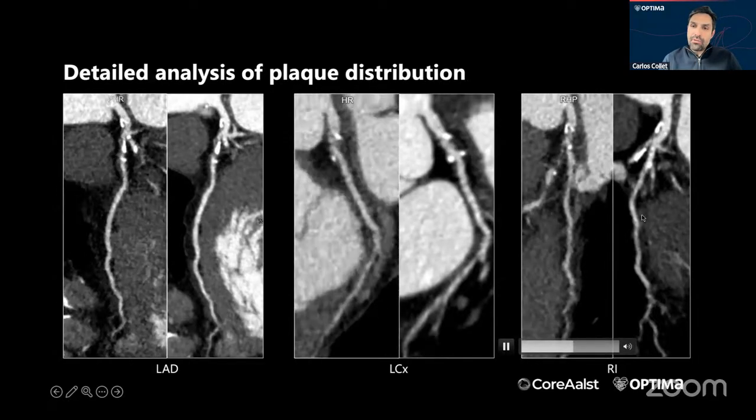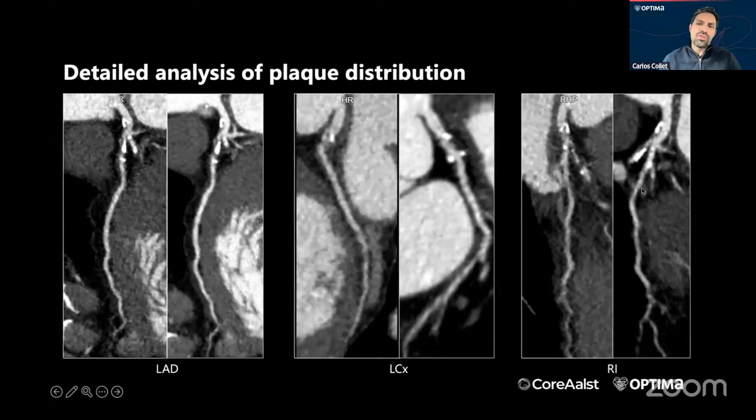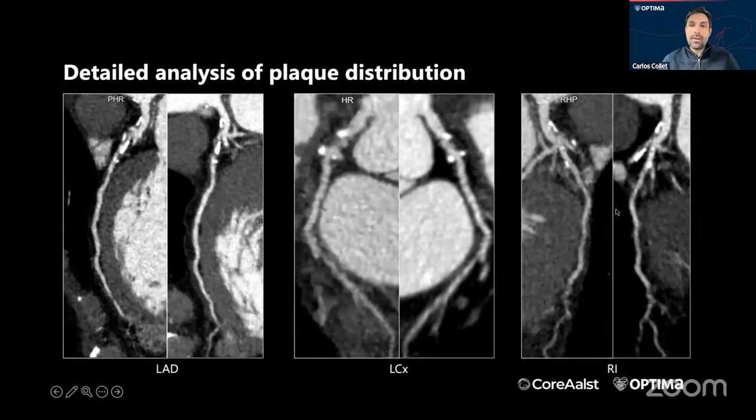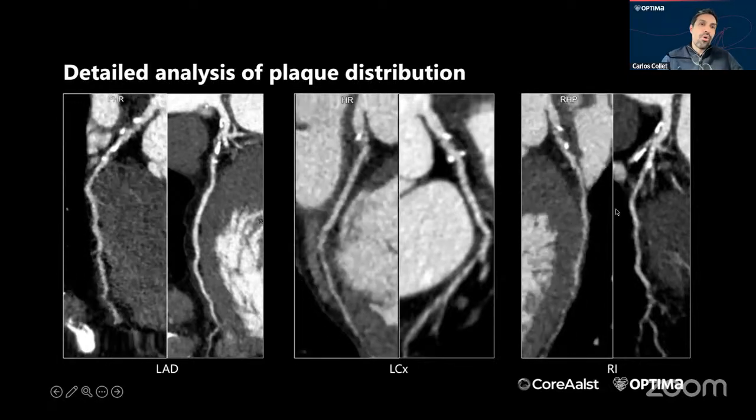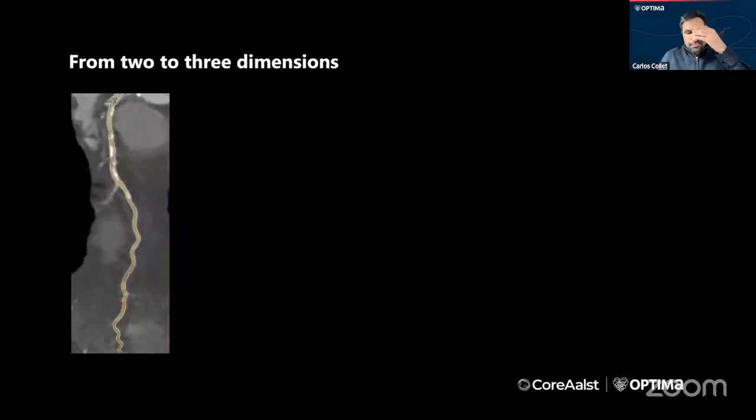Then we look at the ramus, and again there is no disease at the level of the ostium of the ramus. There is some disease in the proximal part of the ramus, but again, favorable for, for example, a provisional strategy. Now, what has really changed, and I think Yanis will explore this in depth in the second part of this webinar, is the fact that we're not looking anymore at these pictures in grayscale as the radiologists or the imagers used to do.